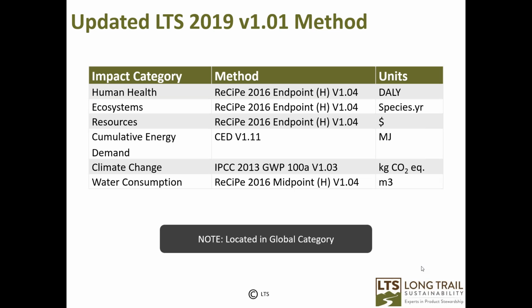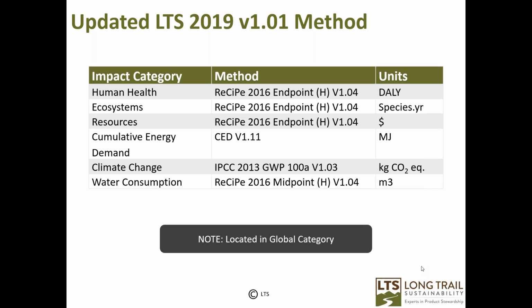The LTS 2019 method was updated based on the latest ReCiPe 2016 version 1.04, and that affects the human health, ecosystems, resources, and water consumption categories. Now, this LTS 2019 method also includes cumulative energy demand and climate change.